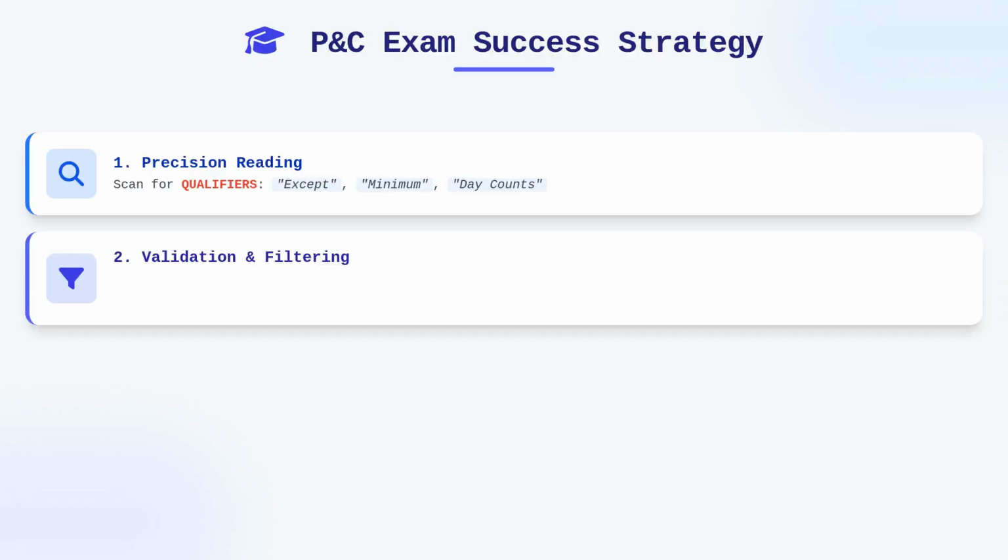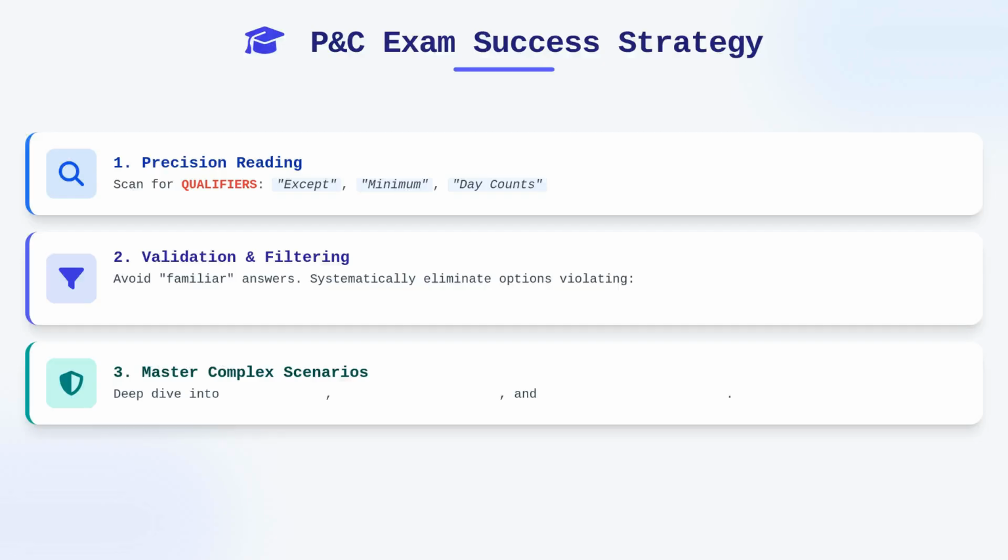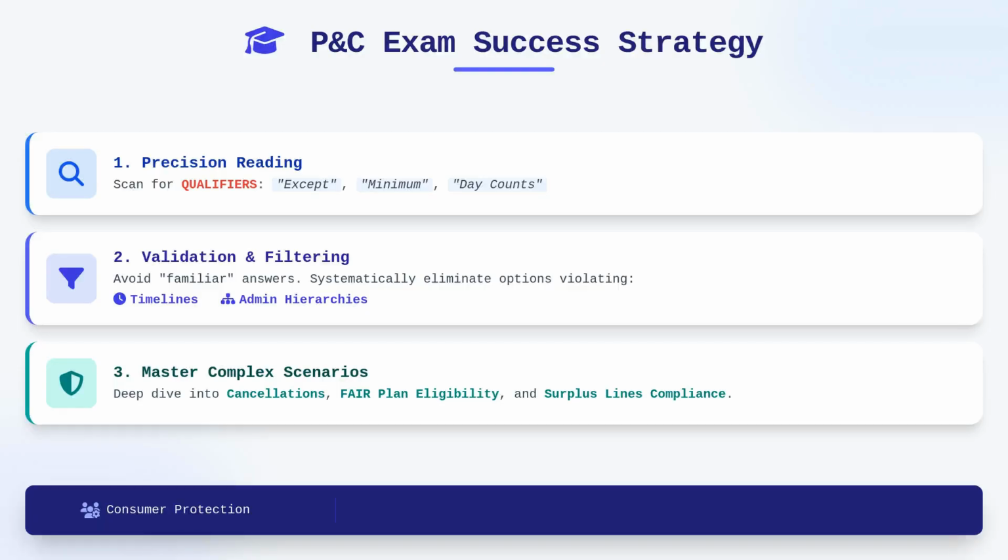Do not rush to choose an answer that looks familiar without validating that it directly addresses the exact statutory condition described in the prompt. When faced with complex scenario questions involving cancellations, fair plan eligibility, or surplus lines compliance, systematically eliminate the answers that violate basic timelines or administrative hierarchies first. By organizing your study around the foundational relationships between consumer protection, insurer obligations, and producer compliance, you will easily decode the structure of the exam and carry these compliant habits into a successful professional career.